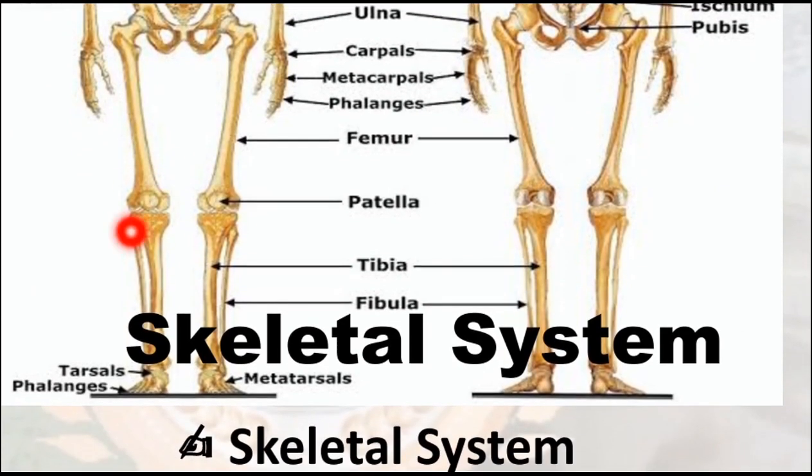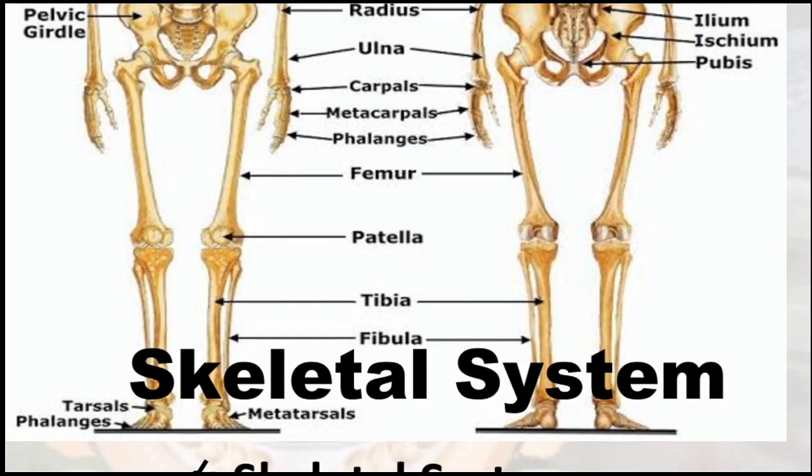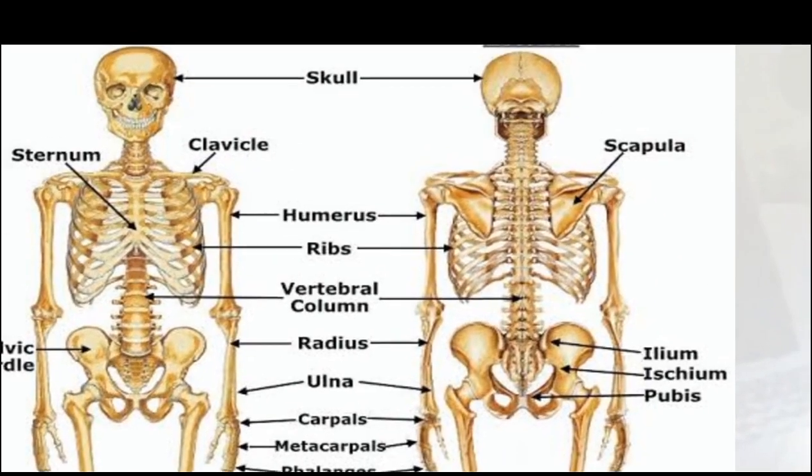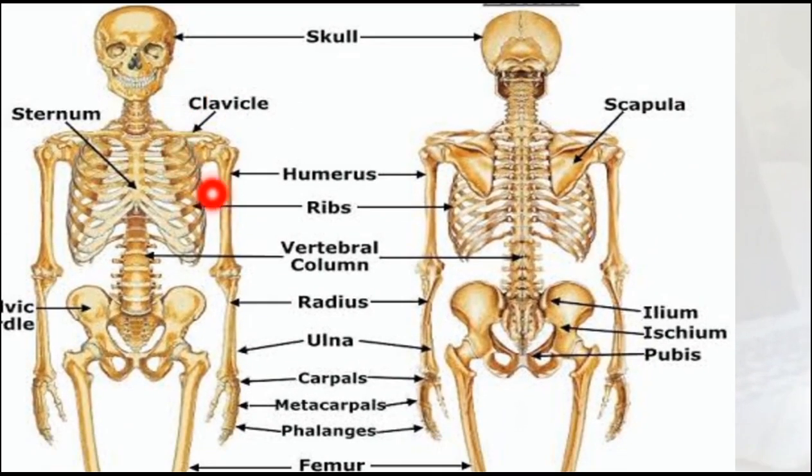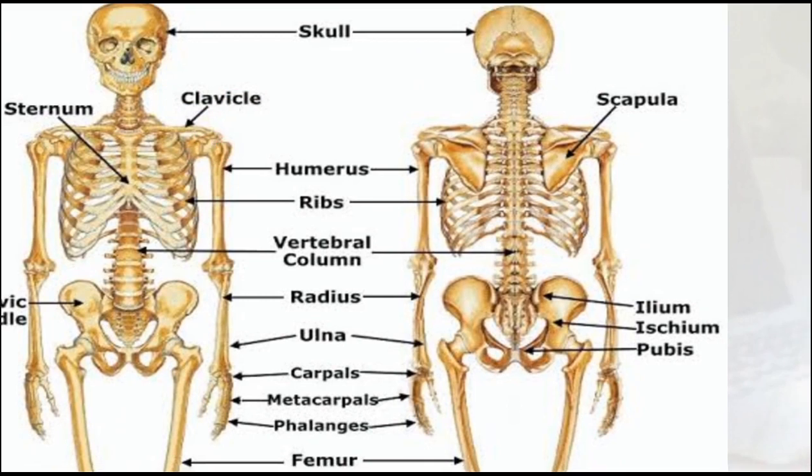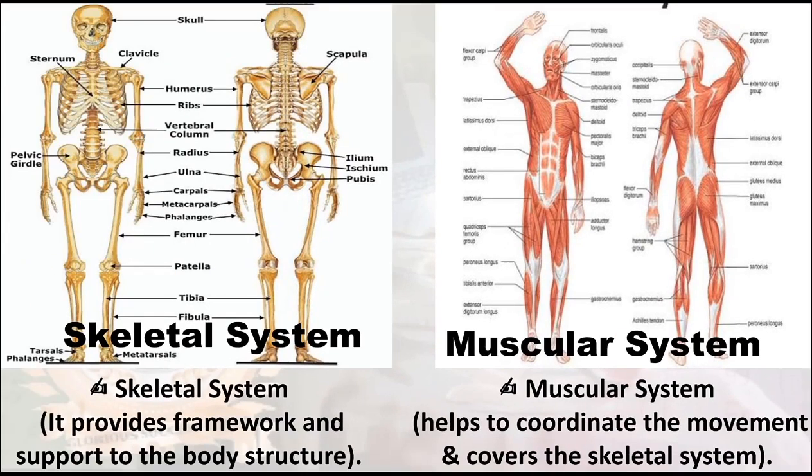This is the knee joint. Can you see the knee joint? Good. You can see another one here by this place. This one. Good. So all these are called joints. So when we move bones, what helps us in moving all these bones are muscles. So muscles help us to coordinate movements, and it covers the skeletal system.